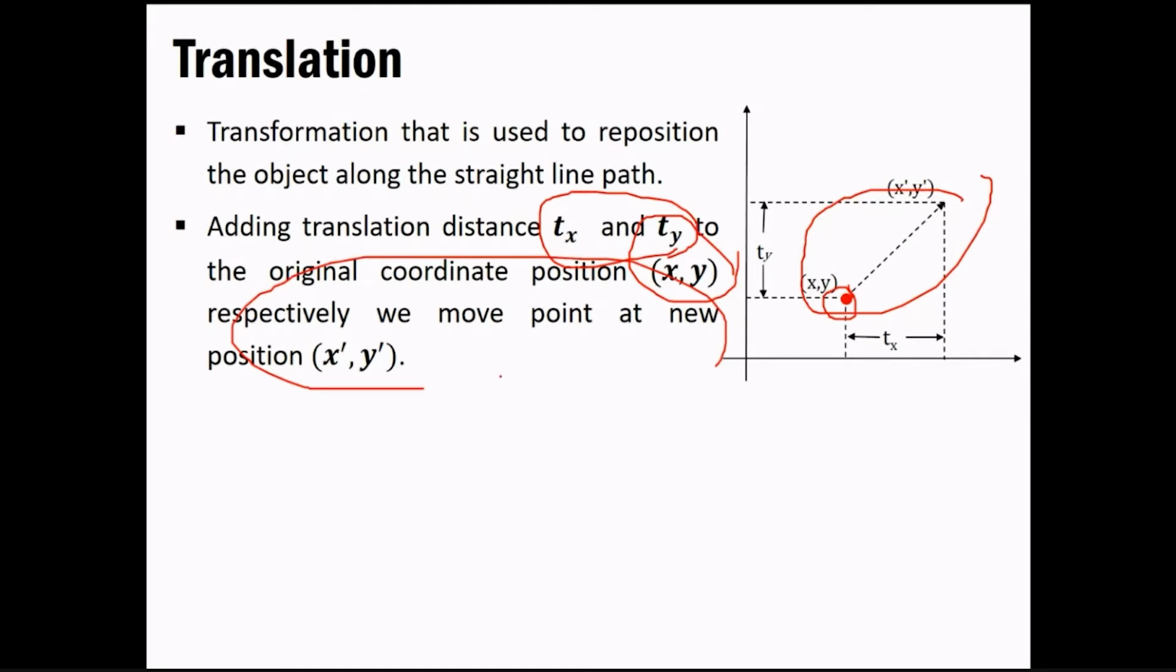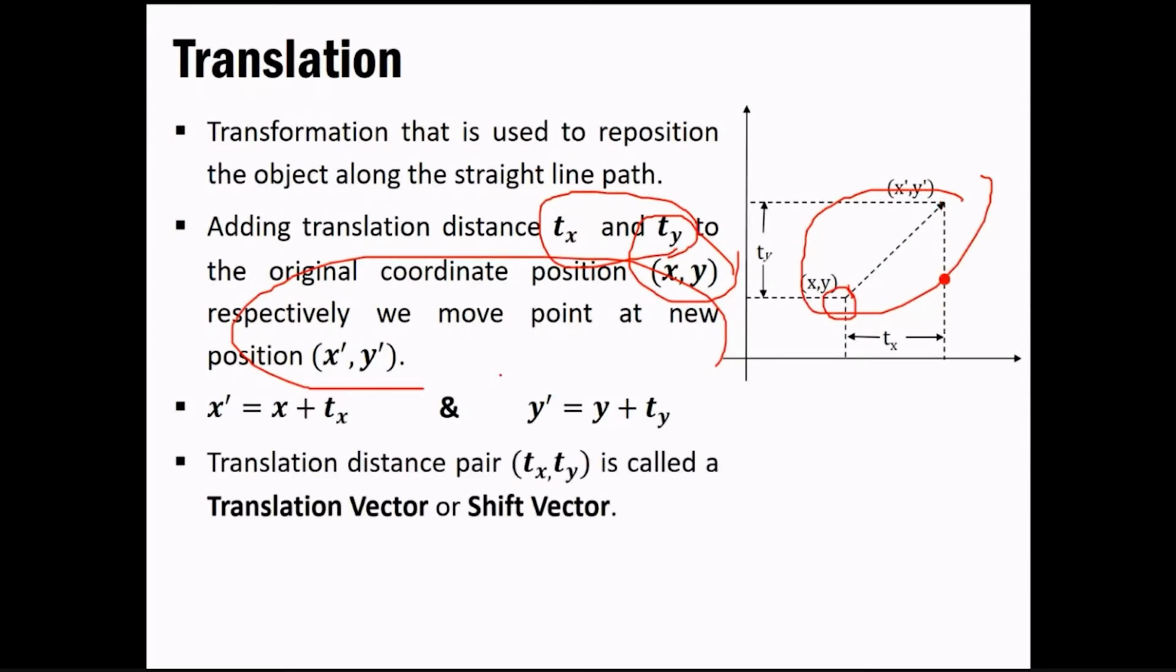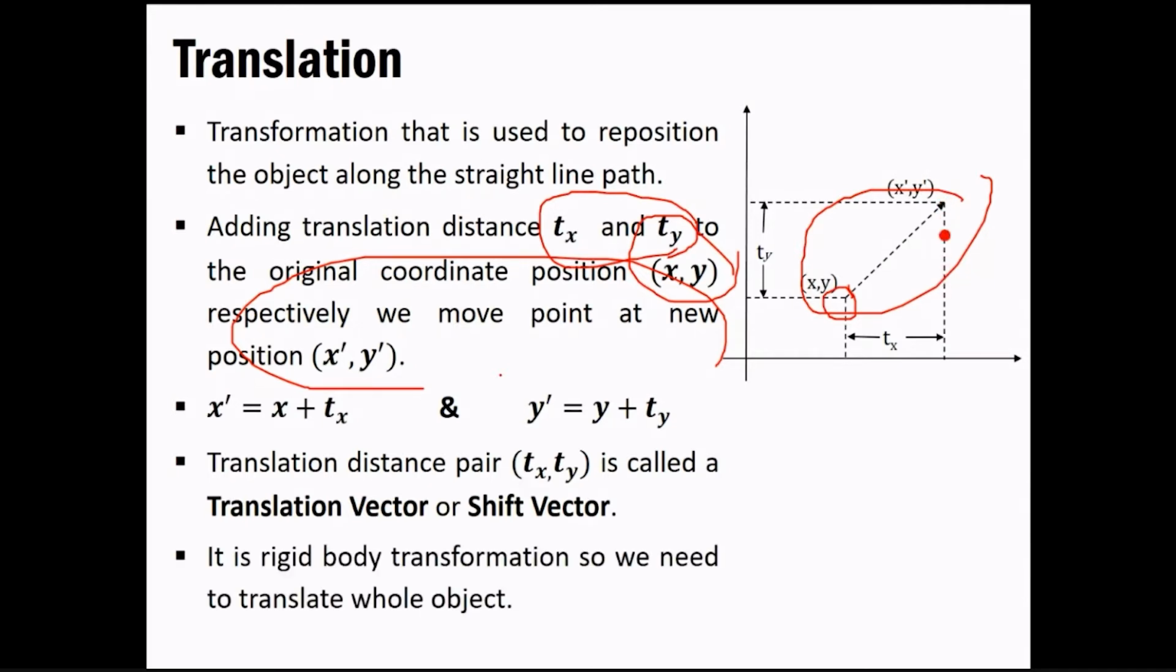Okay, so we are repositioning our original coordinates to the new coordinates that are (x', y'), and we can do that by simply adding tx and ty to it. Okay, so this is how you will go from the initial position, or the actual position, to the required position. So that is x' = x + tx and y' = y + ty. Okay, and this is called the translation vector or shift vector. Okay, the very simple thing, the very first thing that we have is translation.